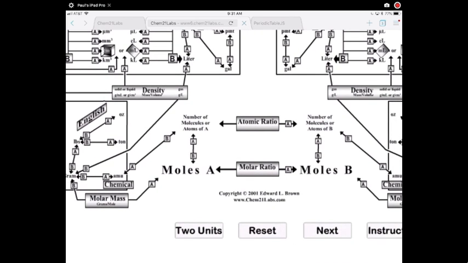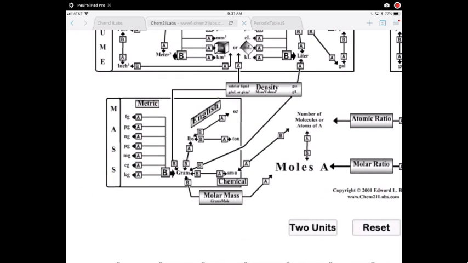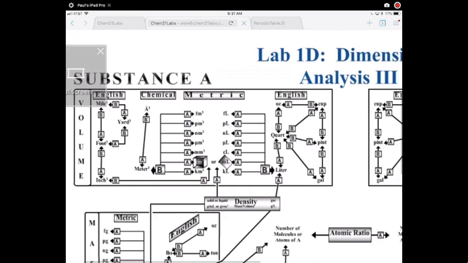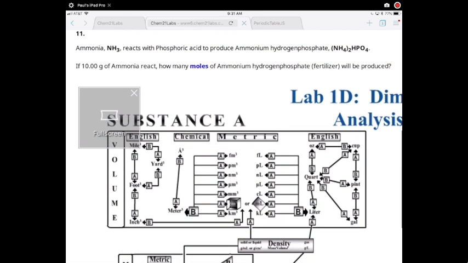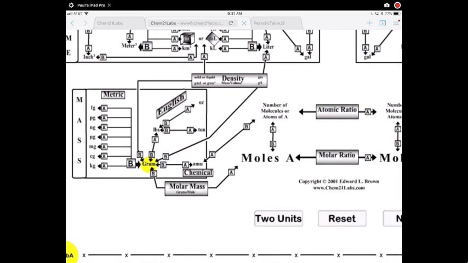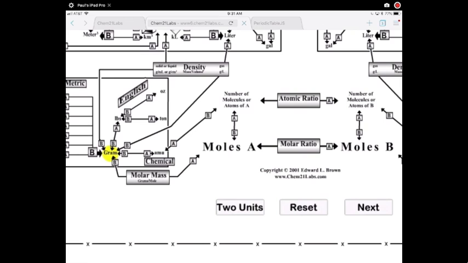All right, here's the big map. I've got moles of A and moles of B. A in my particular case right now is grams of ammonia. Where do I want to go at the end? Moles of ammonium hydrogen phosphate. That's moles of B. Can I go from grams of A directly to moles of B?